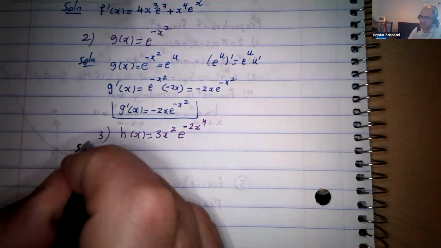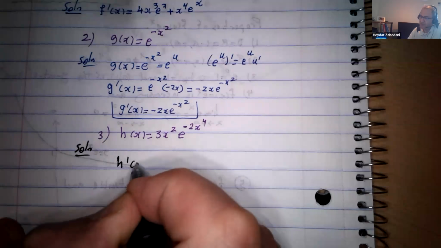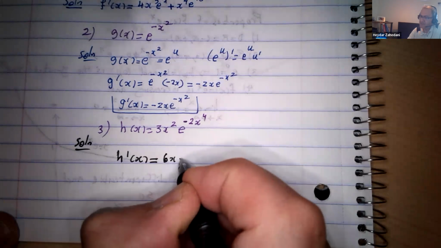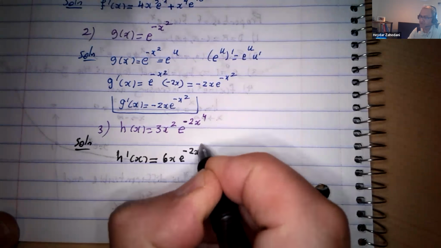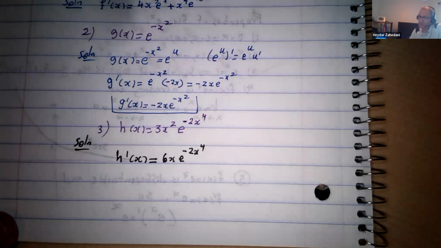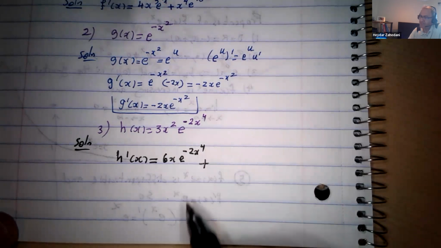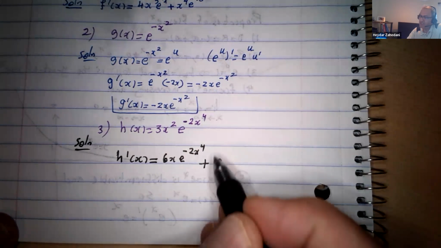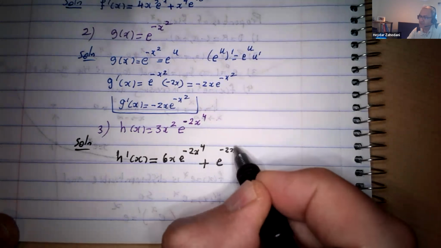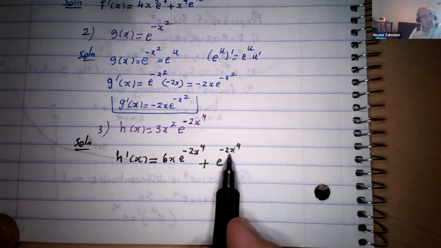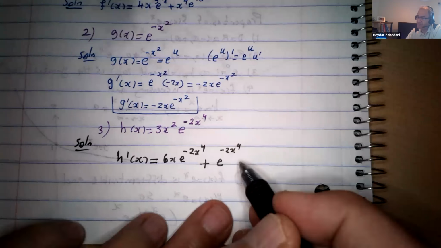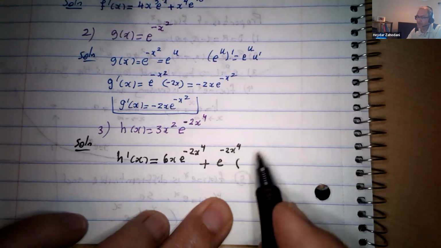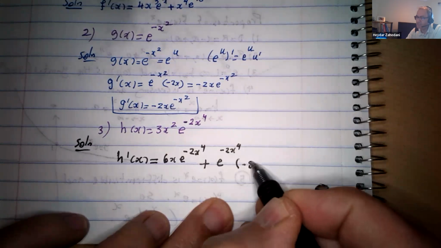Okay, so the solution for this one is h prime of x equals derivative of the first one, 6x, times the second one, e to the negative 2x to the 4th. Done. Now second times first, plus. The second one is an exponential function. The exponential function never changes. It's going to be e to the negative 2x to the 4th. But this is u type, if you like. So you have to pay for it, times it by u prime. u prime, derivative of the top, would be negative 8x to the 3rd.